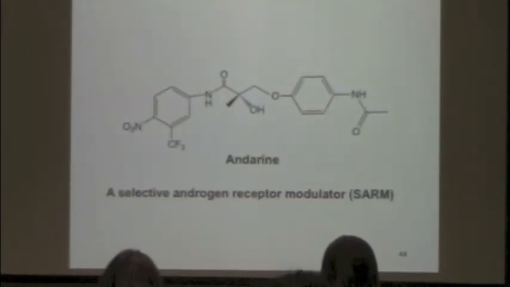And now there's even designer SERMs, the specific estrogen receptor modulators. Well, these are the SARMs, the selective androgen receptor modulators. Here's one of them. This hasn't become a problem yet, but may in the future.